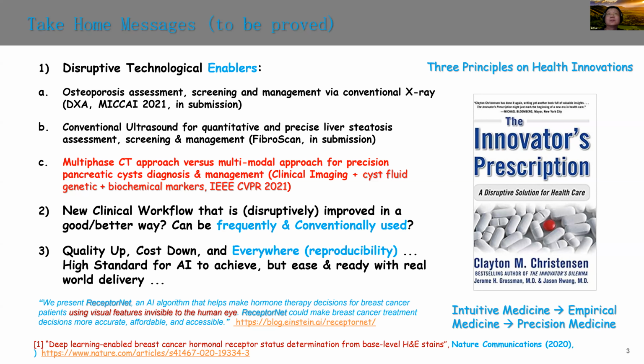I'll give you three examples. The first work was published in MICCAI this year, with early accept, and we have a clinical paper that's under review. Basically, we can detect osteoporosis using conventional X-ray. That was not possible before. The current protocol is DXA. What we do with conventional X-ray is really for opportunistic screening, because a lot of patients actually have this kind of disease but were never sufficiently screened. So this disease is underdiagnosed, undertreated, right?